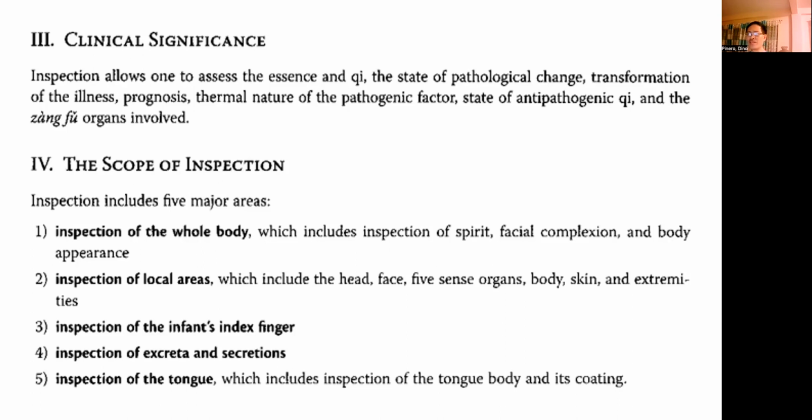Next, the scope of inspection. The inspection includes 5 major areas. First is the inspection of the whole body, which includes inspection of the spirit, facial complexion, and body appearance. Second, inspection of local areas, which include the head, face, 5 sense organs, body, skin, and extremities. Third is the inspection of the infant's index finger. And the fourth is inspection of the excreta and secretions. Fifth is the inspection of the tongue, which includes inspection of the tongue body and its coating. Okay?